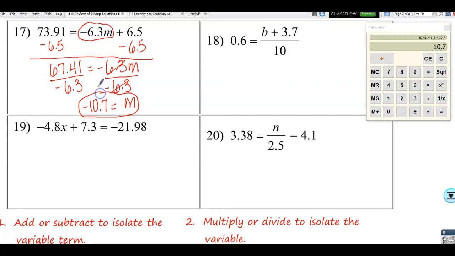And when we're dealing with decimals, sometimes the answer is not necessarily a whole number. So you can expect that.